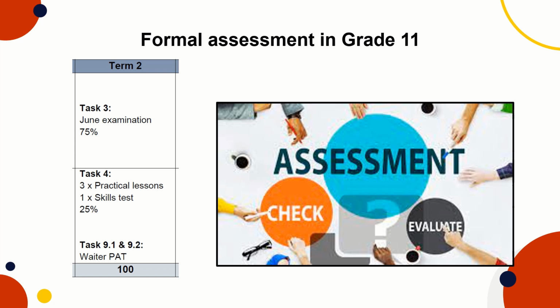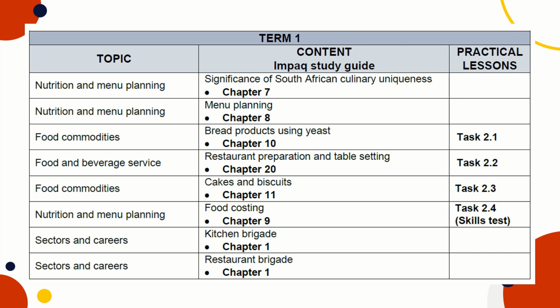All the formal assessments for Grade 11 for Term 2 are the following. You need to do Task 3, that is the June examination, and it's going to count 75% of your term mark. You also need to do Task 4, that includes 3 practical lessons and 1 skills test, and that's going to count 25%. And then you need to do Task 9.1 and 9.2, which is the waiter's pad work.